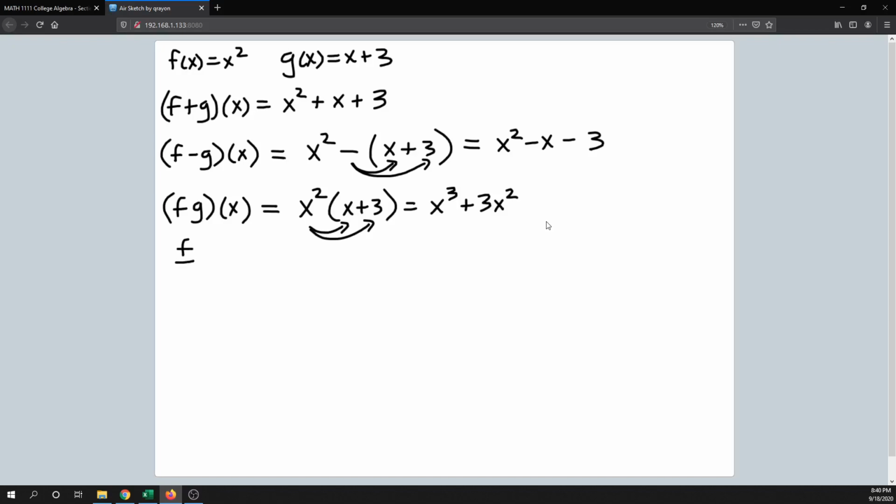And then f divided by g. That would be the formula for f of x, which is x squared, divided by the formula for g of x, which is x plus 3. Okay, and that is it on this one. You cannot simplify this anymore. So you have to be extremely careful when you're doing things like that.